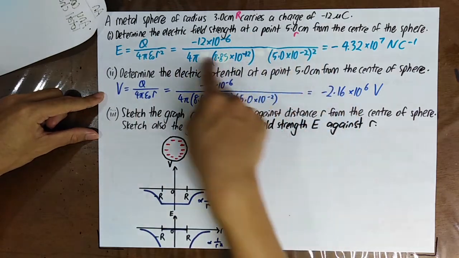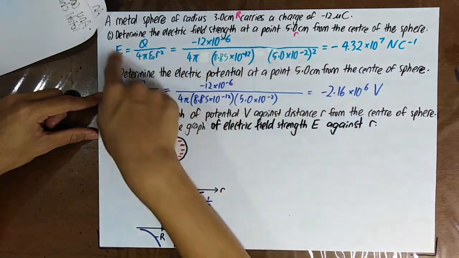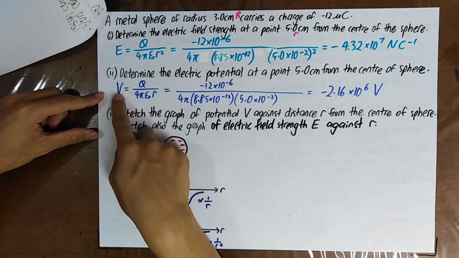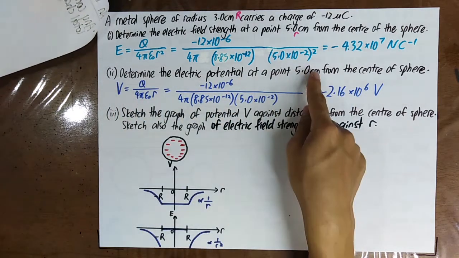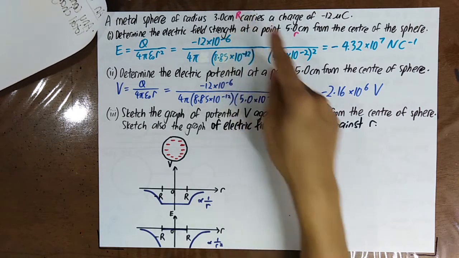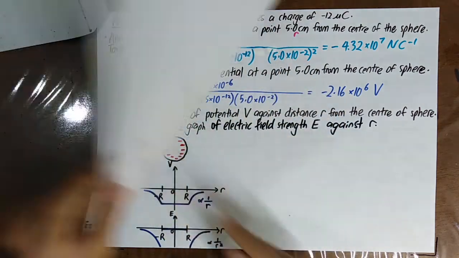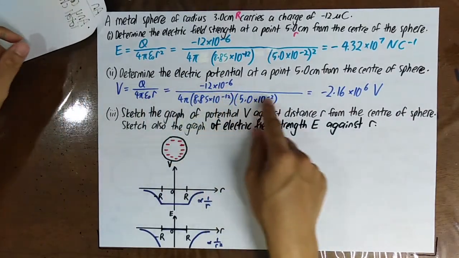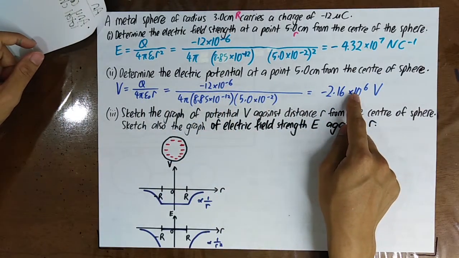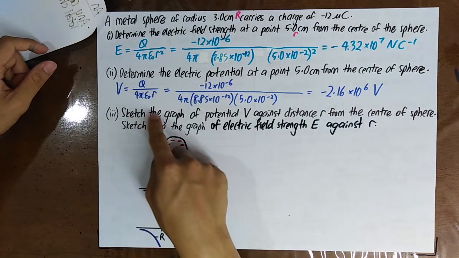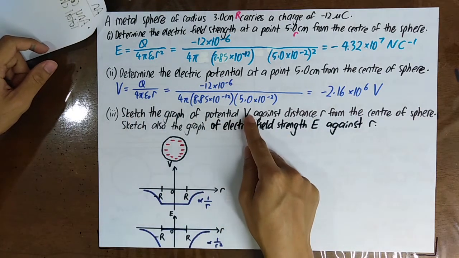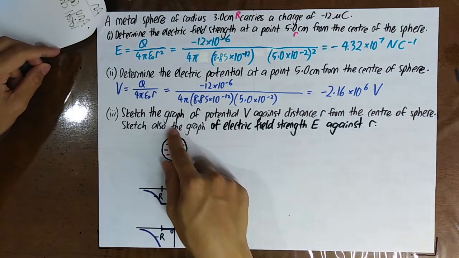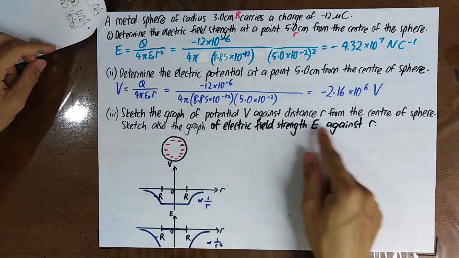You use this expression to solve for the problem. Then when r is greater than R, you use the formula of this one to find the electric potential. And then, please sketch the graph of the potential V against distance from the center of the sphere, and sketch also the graph of electric field strength against r.